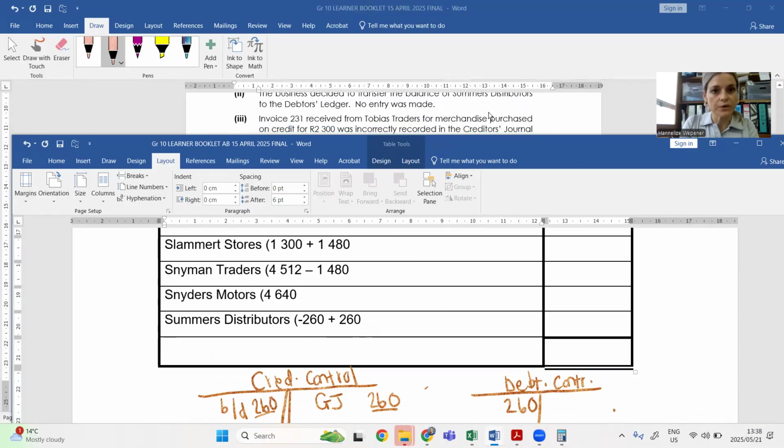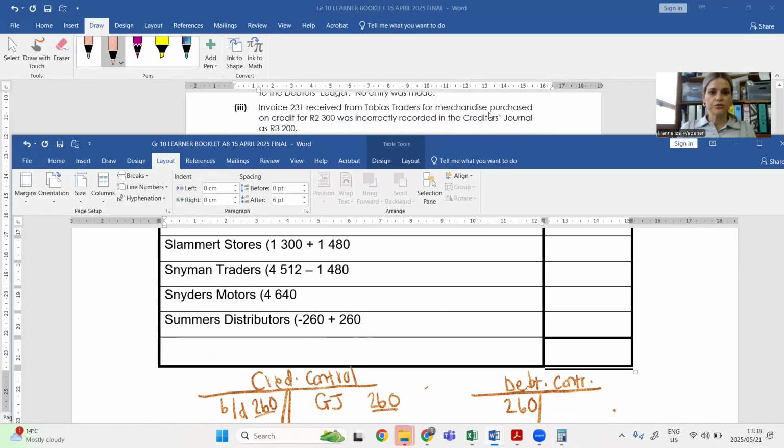Okay, right. Then invoice 231 received from Tobias Traders for merchandise purchased on credit for 2,300 Rand. So read that again.